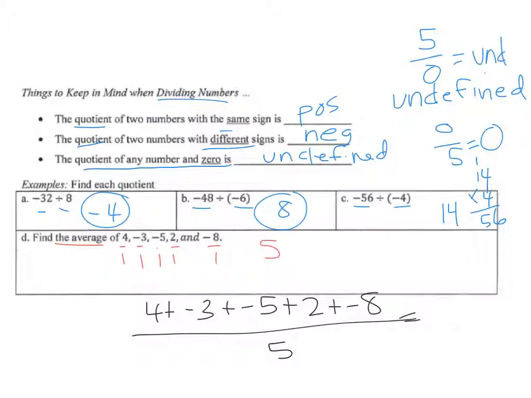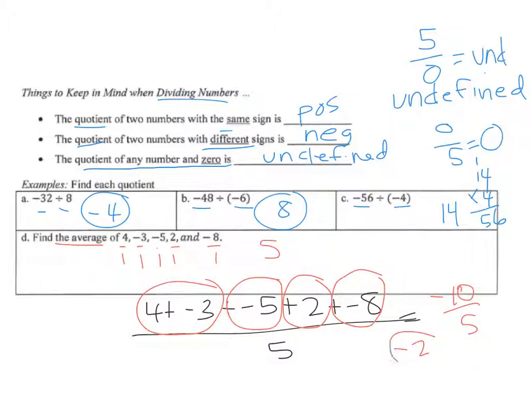So order of operations, 4 plus -3 is 1. 1 plus -5 is -4. -4 plus 2 is -2. -2 plus -8 is -10. So the answer is -10 divided by 5. This one is a negative, this one is a positive. They're different signs, so the answer is -2. So the average, add up all the numbers and divide by the number of numbers, is -2.